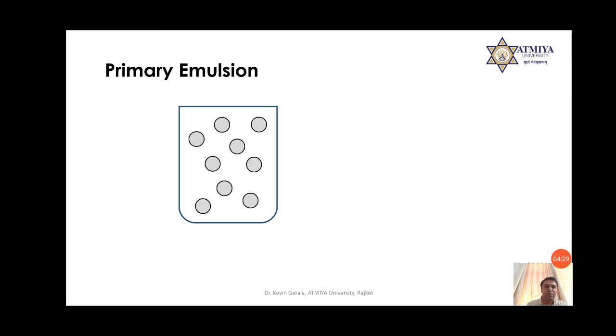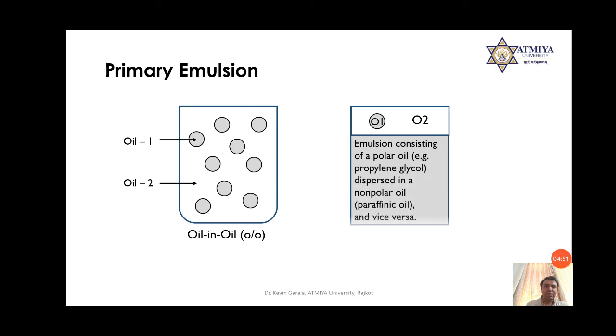Now the third type of primary emulsion is one where both the phases, that is the dispersed phase and the dispersion medium, meaning the continuous phase and the discrete or discontinuous phase, comprise oil 1 and oil 2. In this case it is simply referred to as an oil in oil type of emulsion, and this kind of emulsion consists of a polar oil like propylene glycol, which is dispersed in a non-polar oil, for example paraffin oil, and vice versa. So it is sometimes possible, or sometimes required, to prepare an oil in oil type of emulsion.